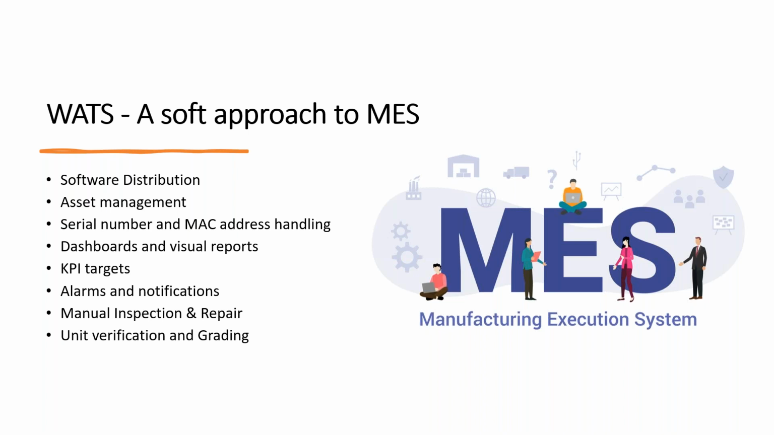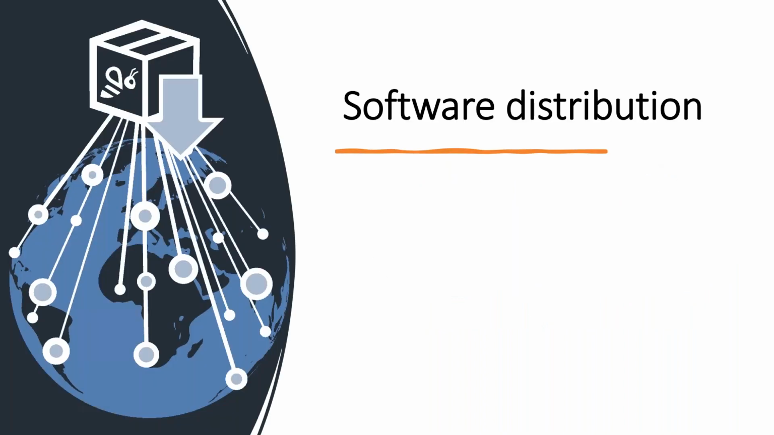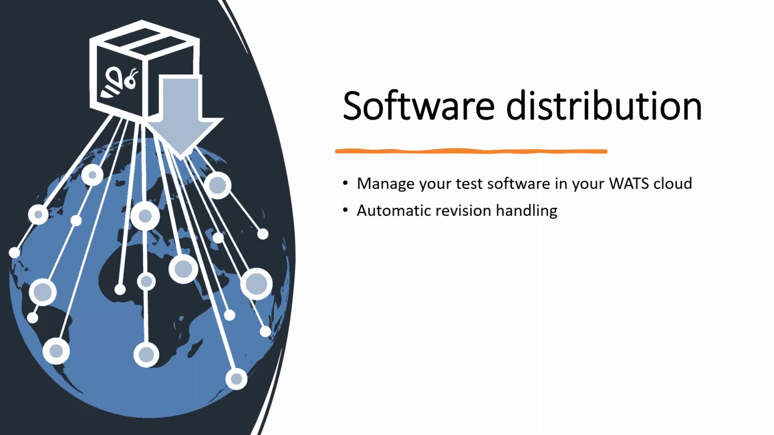So first of all, I want to start with looking into some of the details of the software distribution module. The software distribution module is meant to ease the management and distribution of your test software from the WATS cloud to the different test stations. It lets you manage your test software in the WATS cloud. Also, it has automatic revision handling. It supports any file type.